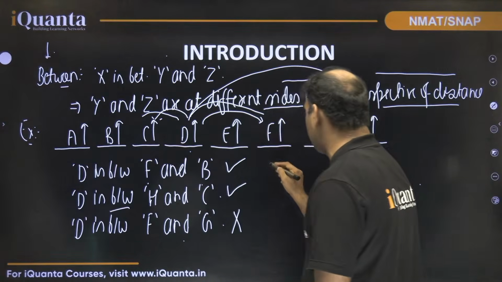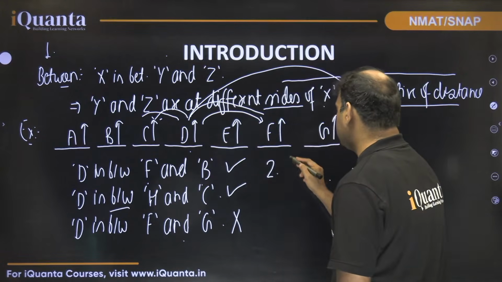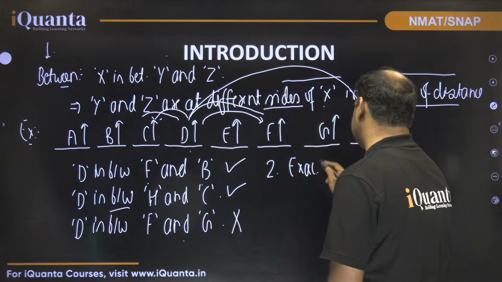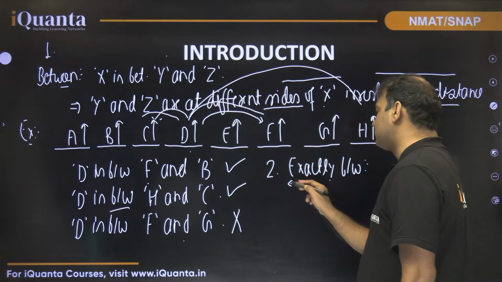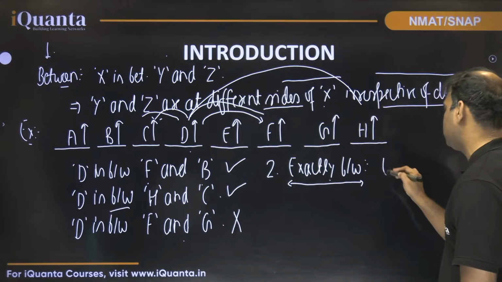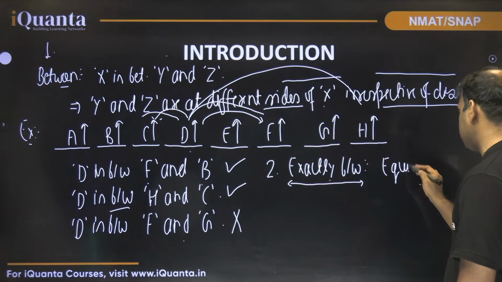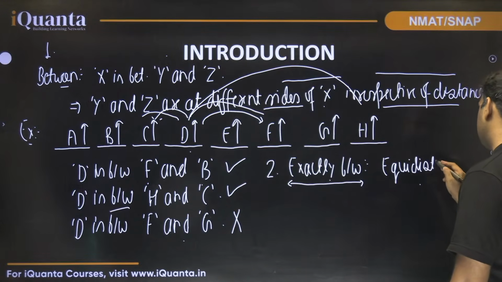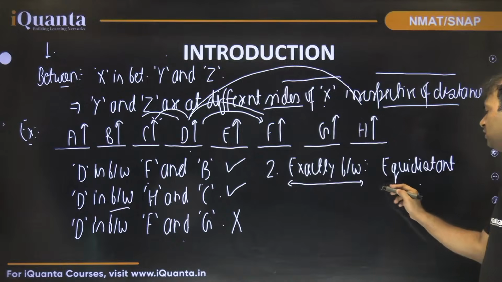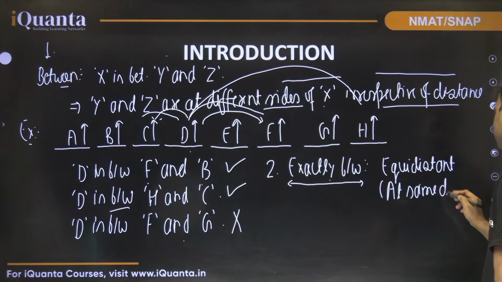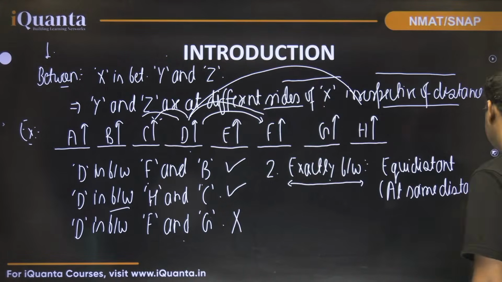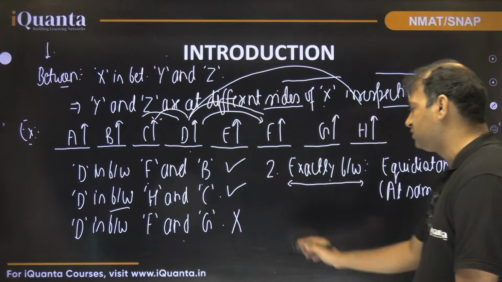Now, similarly, we have one more very important relation, which is called exactly between. What is the meaning of exactly between? Exactly between means equidistant. Equidistant means, guys, at the same distance. Alright. Equidistant means at the same distance. So this is something you might have been thinking some time back, a few minutes back. So equidistant means at the same distance.